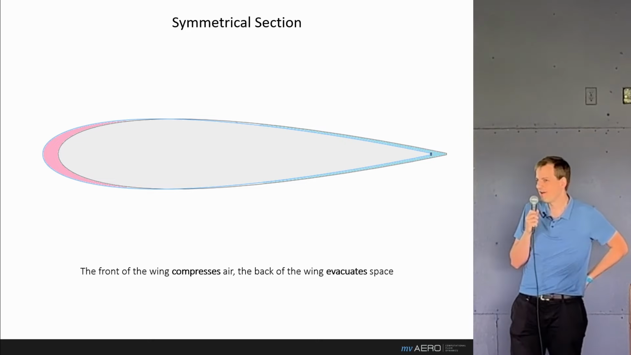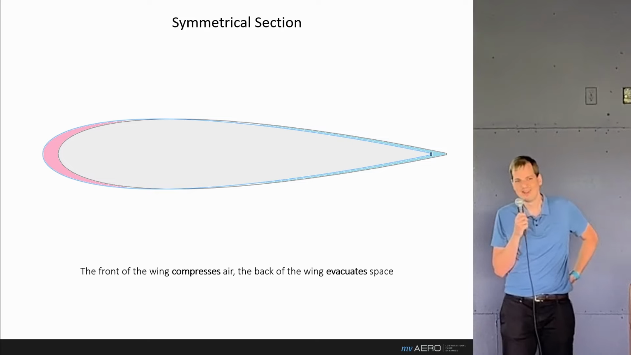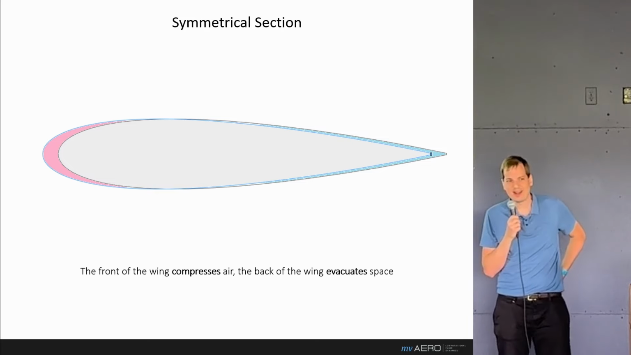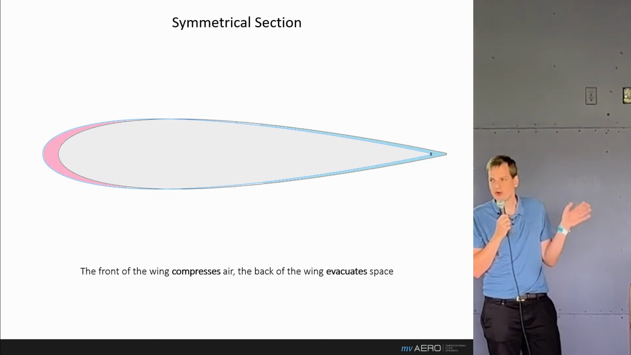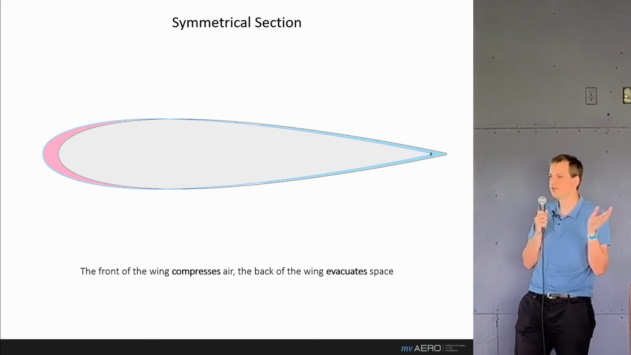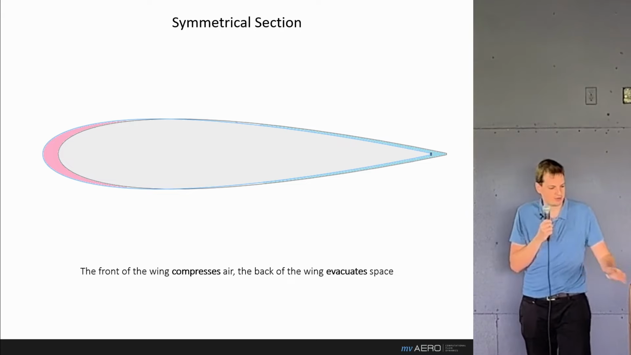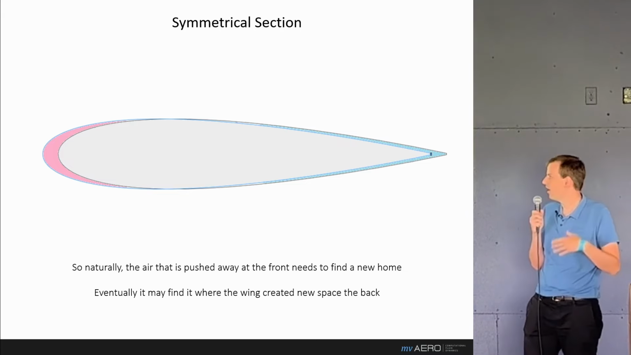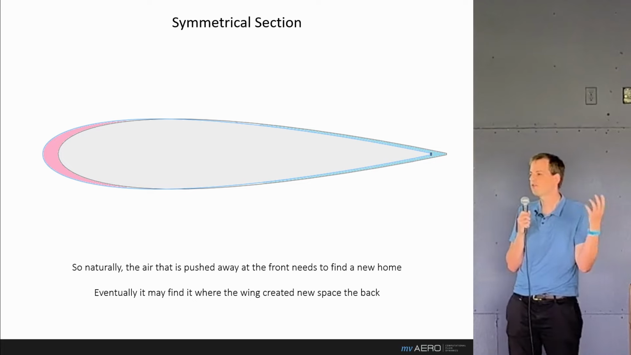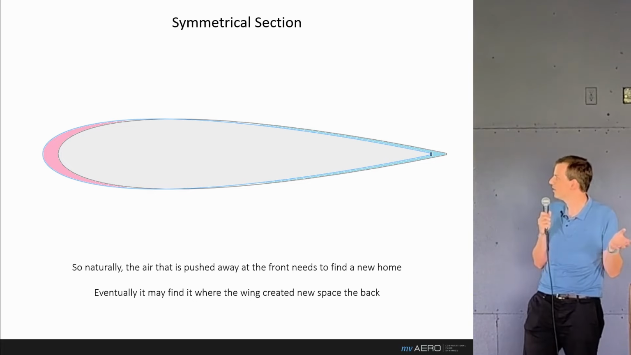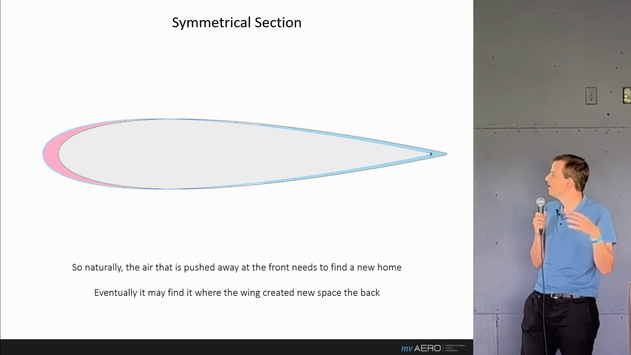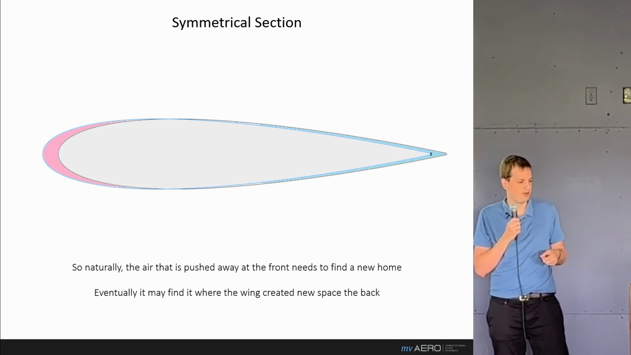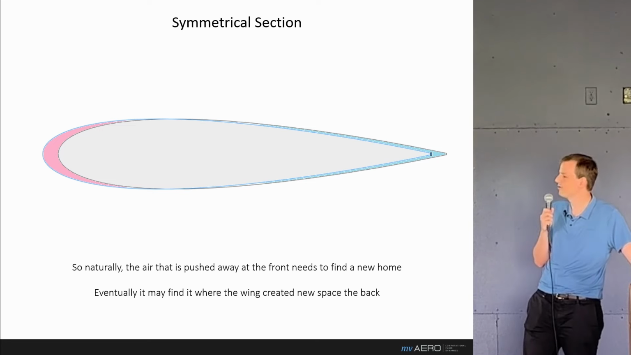For that type of aircraft, we would need a really small time step. But we can see that the front of the wing is compressing the air, pushing it away while the back of the wing is evacuating space for new air to rush into. So really, already, very fundamentally, we have this natural tendency of a high pressure at the front that needs to find a new home. And eventually, one way or another, you can think of it as it will find its home at the back. This is creating an equal amount of volume in the back.